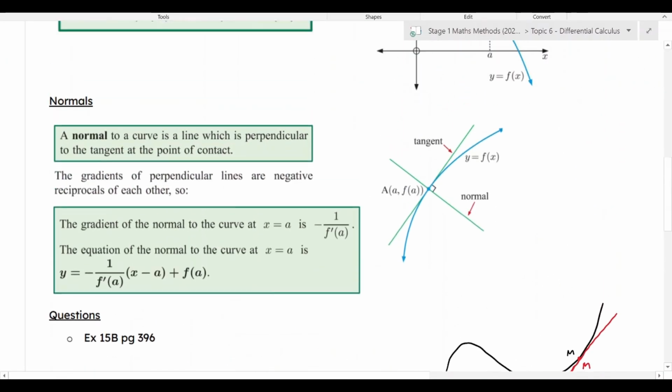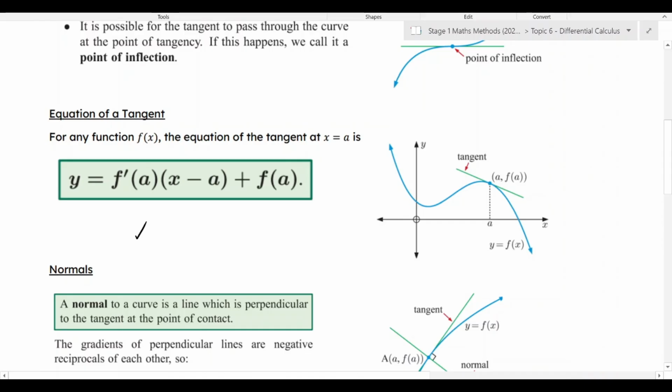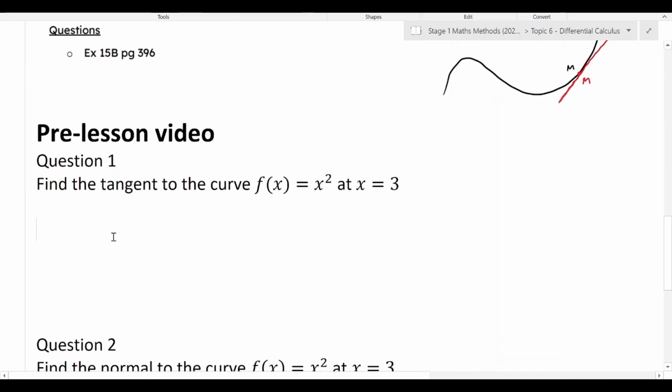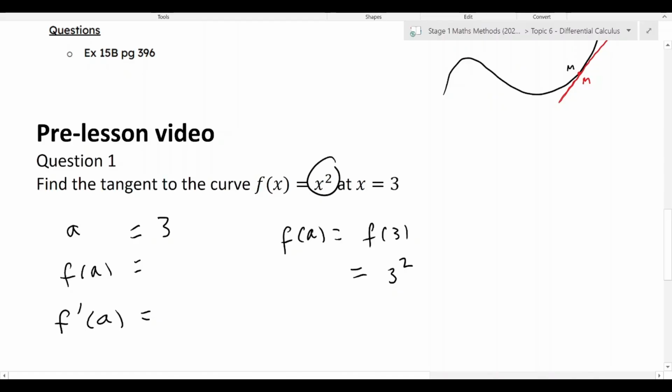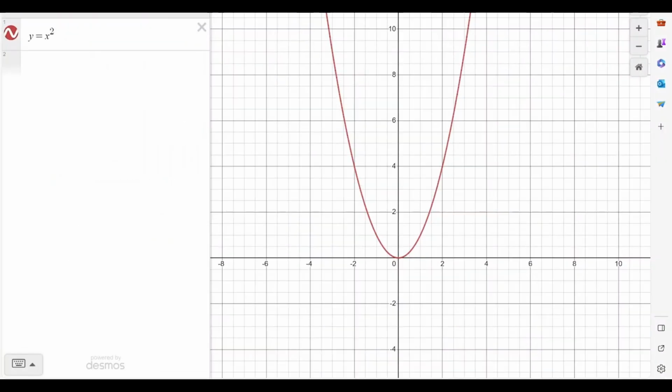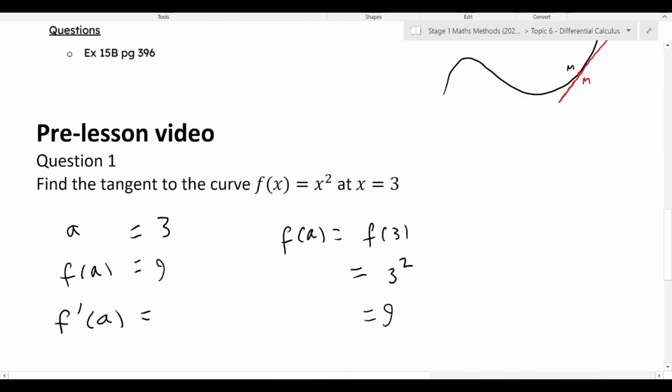But with actually calculating equations of tangents, we use this formula here, and you just chug through it. That's literally all you do. So we need to find a, f of a, and f dash of a. Those are the three bits we need to get our formula working. So a is just your x value here, it's 3. And if I want to work out f of a, that's f of 3. This is essentially the height of the curve. So in our case, that's 3 squared, which is 9. So that's f of a. If you go and look at a graph of y equals x squared, you'll see that when we have x equals 3, y does equal 9.